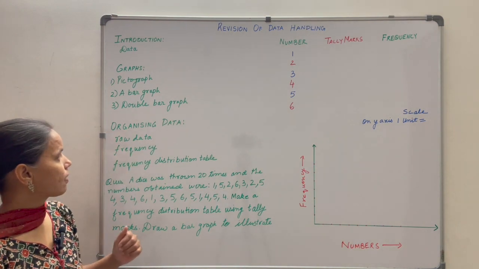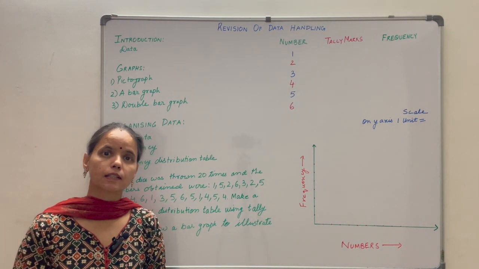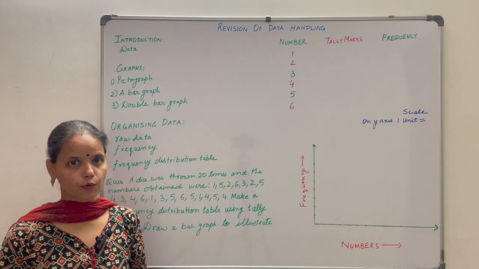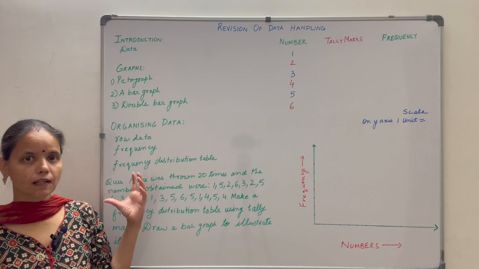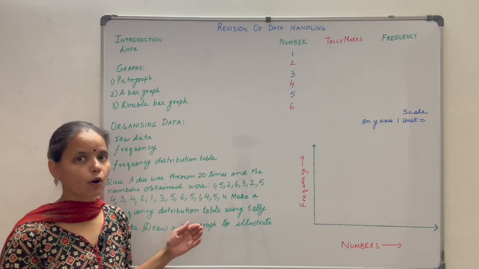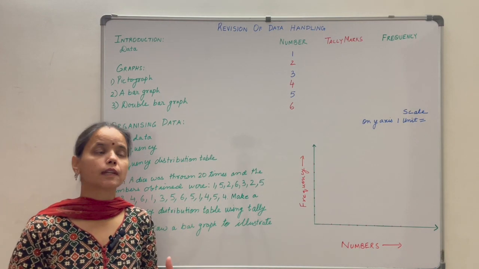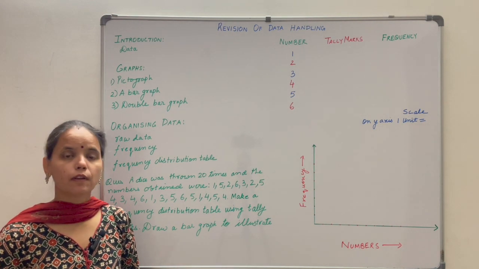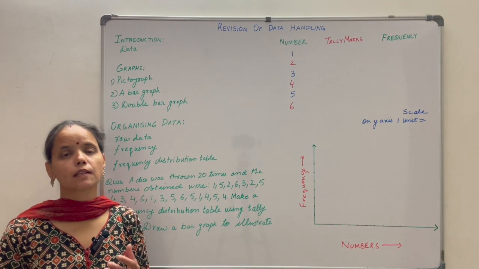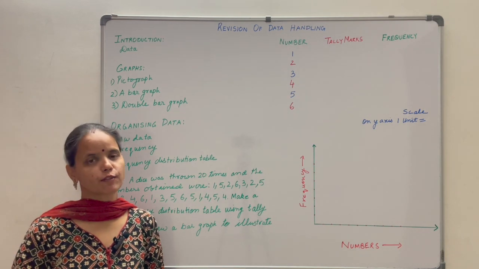Organizing the data. The data which you collect is in the unorganized form. So that is called the raw data. Then that data is collected and presented in the form of a table. So that table is called the frequency distribution table. Frequency represents the number of times a particular entry occurs.